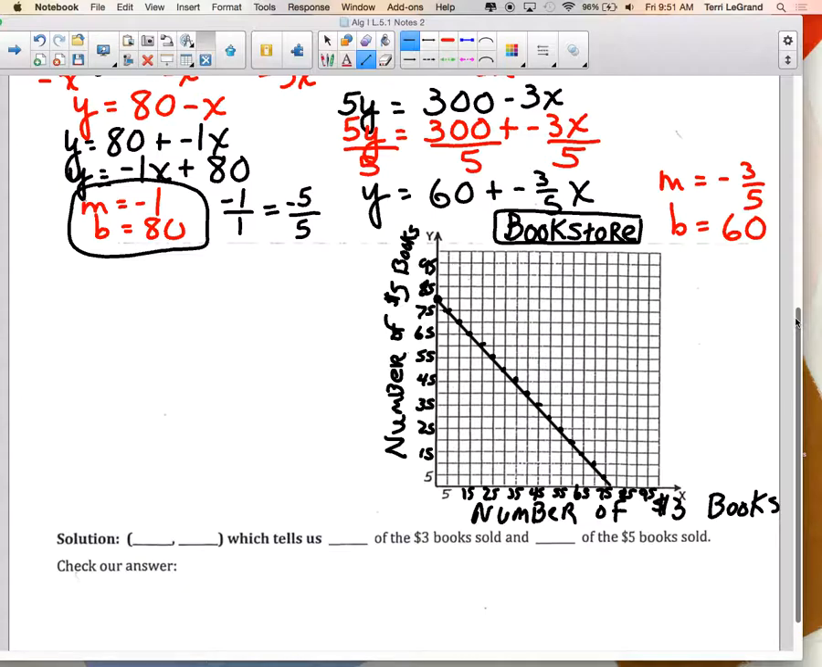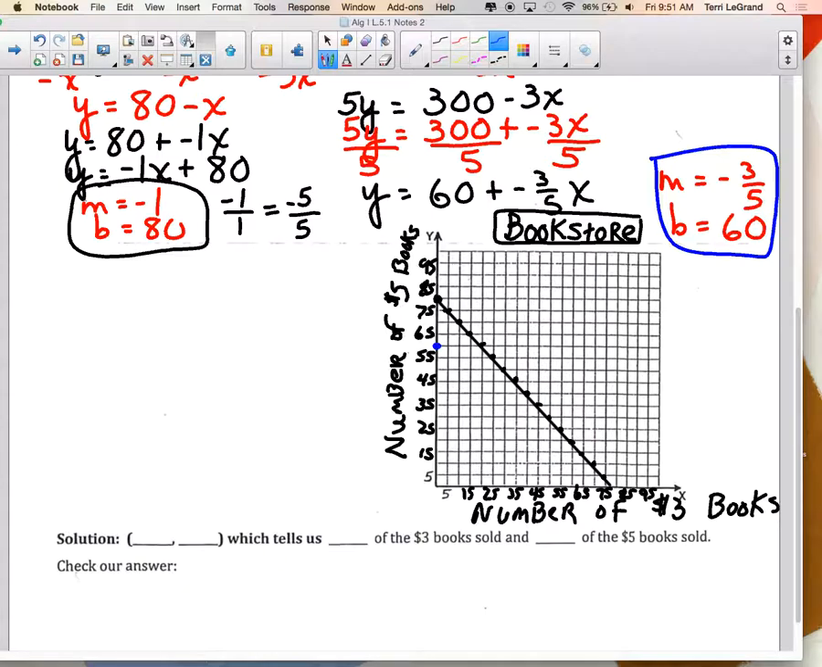The other one starts at 60, so we'll go to 60 and plot a point. And then its slope is -3/5. That would mean go down 3 books and over 5. Is that the way you think we should do it? No.